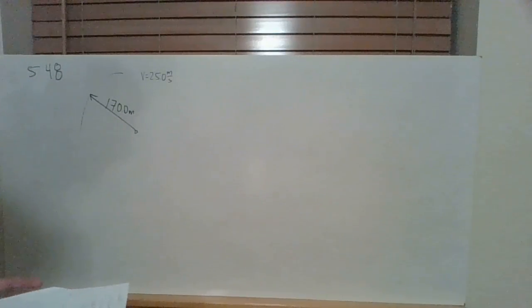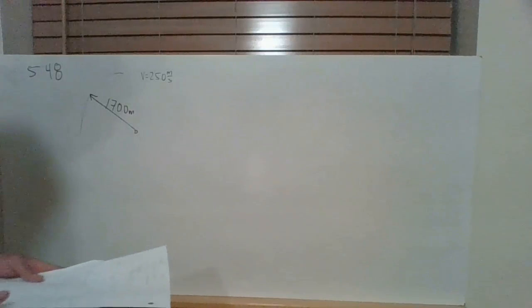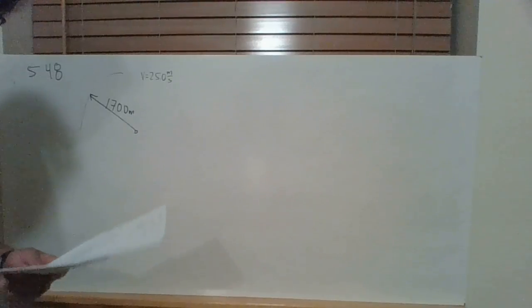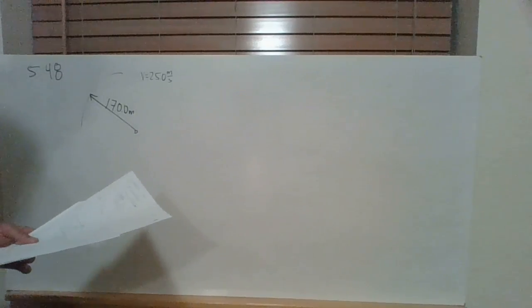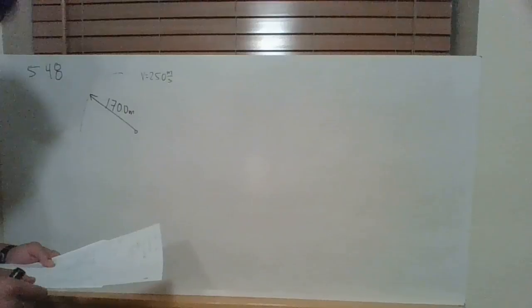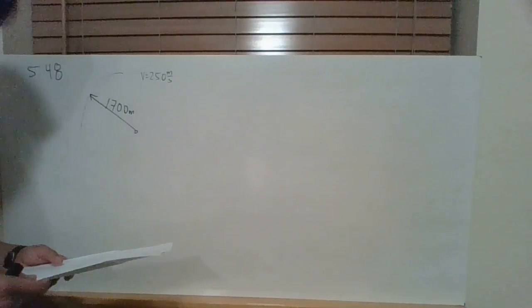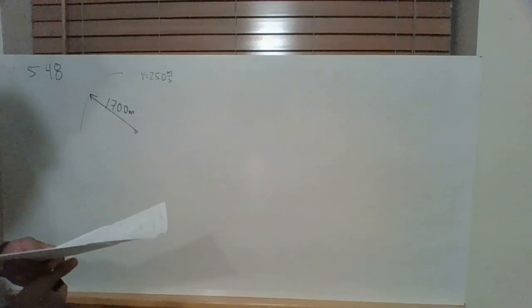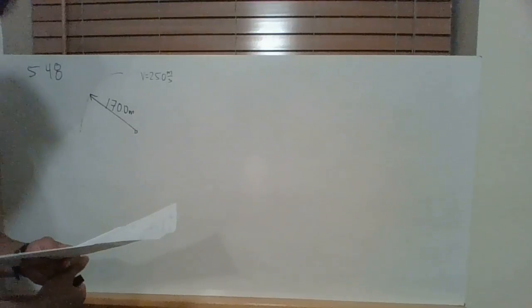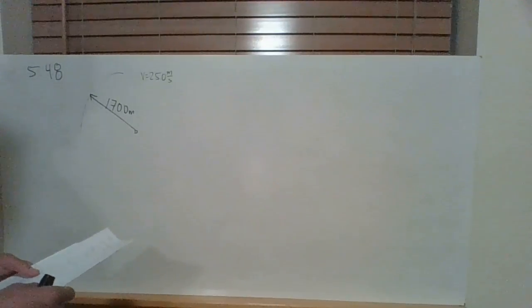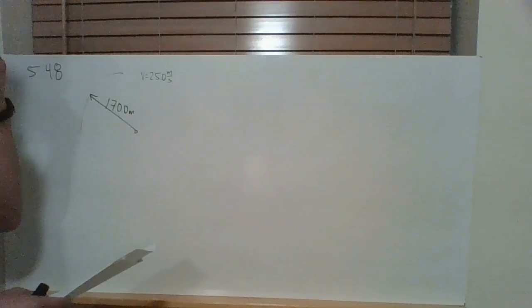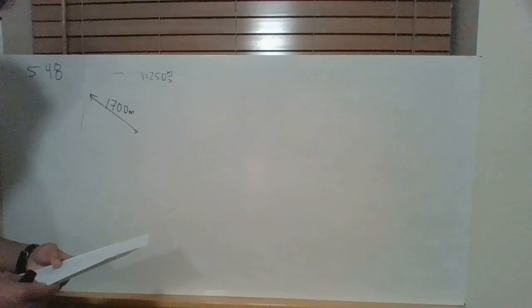Alright, this is number 48 in chapter 5. So you're told you're going around a banked curve. You've got the radius of 170 meters and your velocity is 25 meters per second. You're trying to find the coefficient of static friction, the minimum to prevent you from sliding. So I've drawn this out. This doesn't really help too much right now.